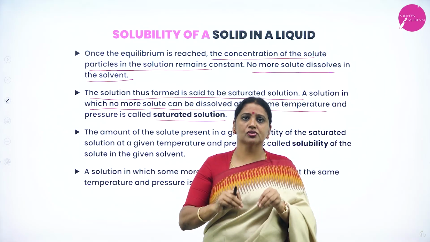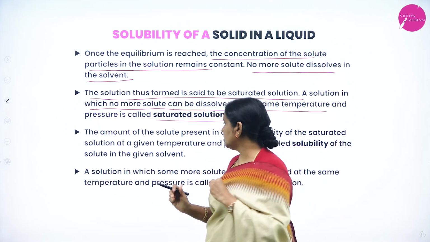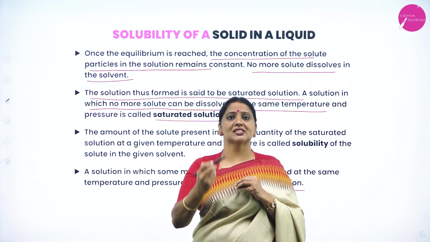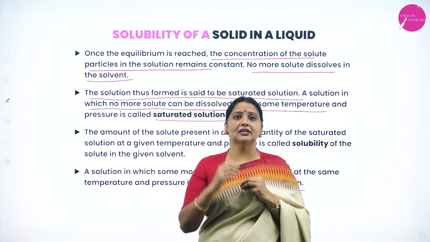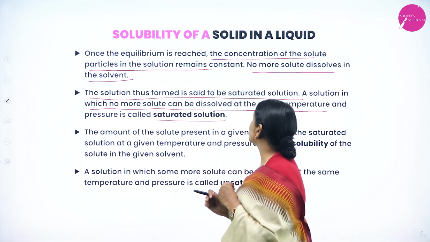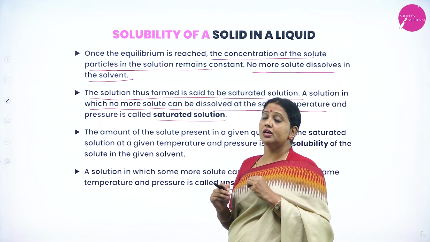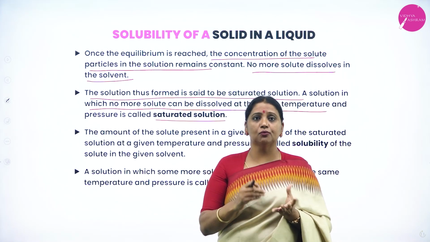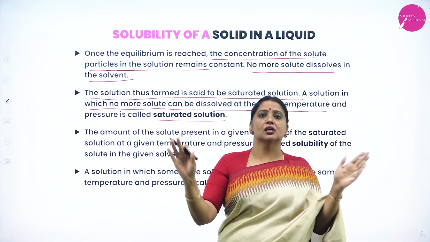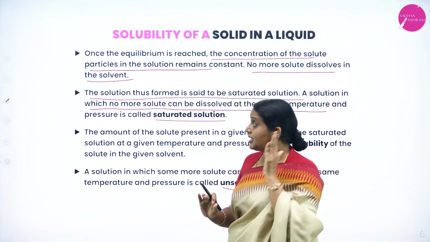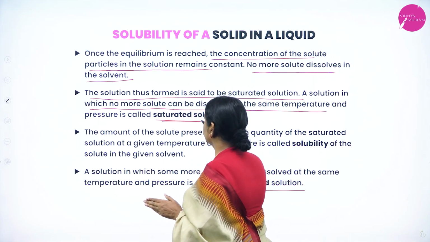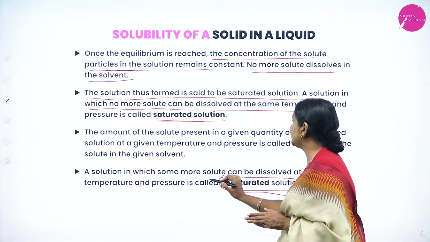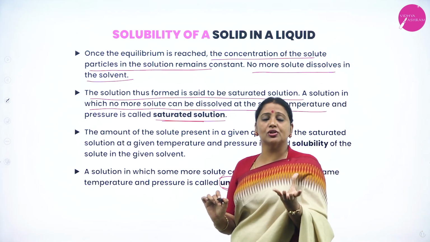If you add some more solute and it gets dissolved, such solutions are called unsaturated solutions. My dear students, once again I'll repeat: at equilibrium, the concentration of the solute remains constant. At that moment, go on adding solute and the solute is not soluble in the solvent. That solution is called a saturated solution. If some more solute can be dissolved, that is called an unsaturated solution. Now you take a saturated solution.